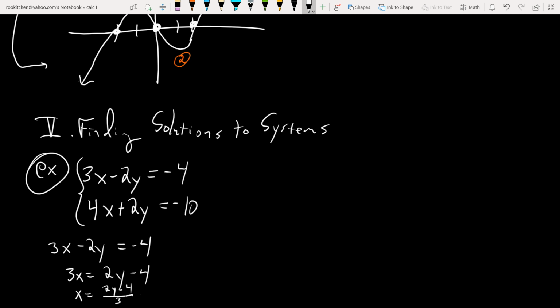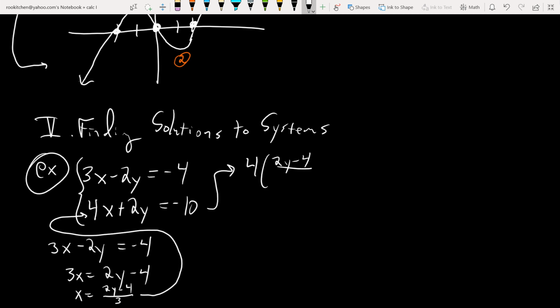Okay. And then we substitute that expression into the unused equation. You can't substitute it back into the same equation or you'll get infinite solutions. Right. Okay, so I have 4 times x, which is (2y minus 4) over 3, plus 2y equals -10. And then I want to multiply, so this will be 8y minus 16 over 3.